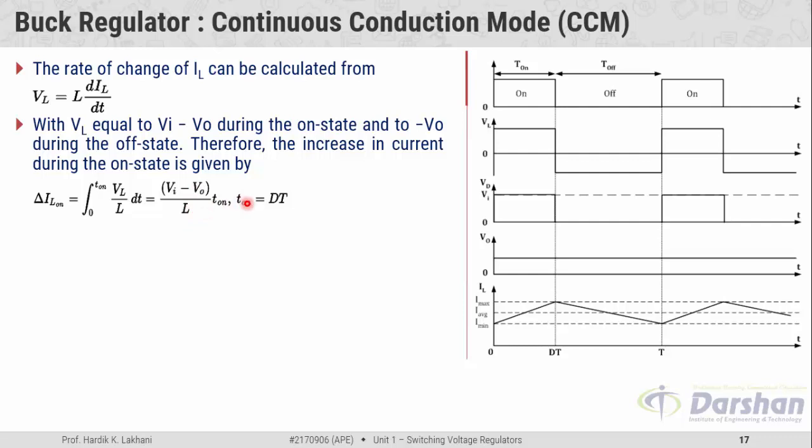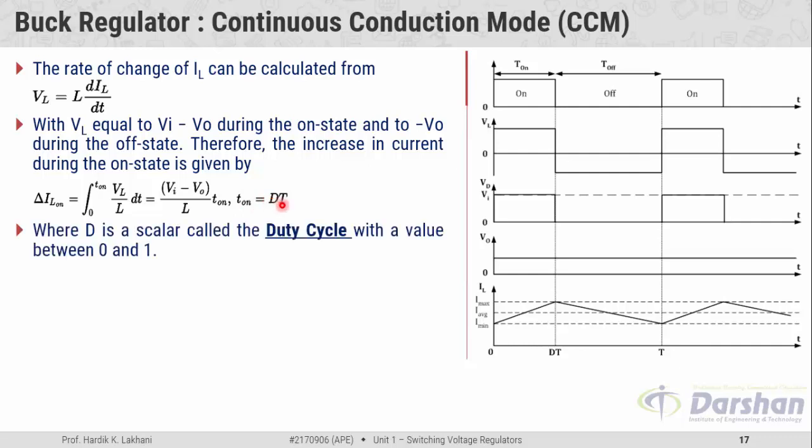T on can be represented in terms of the duty cycle as T on equals D times T, where D is a scalar quantity called the duty cycle, which is nothing but the on time of the switch divided by the total time provided to the switch. The value of the duty cycle varies between 0 and 1.